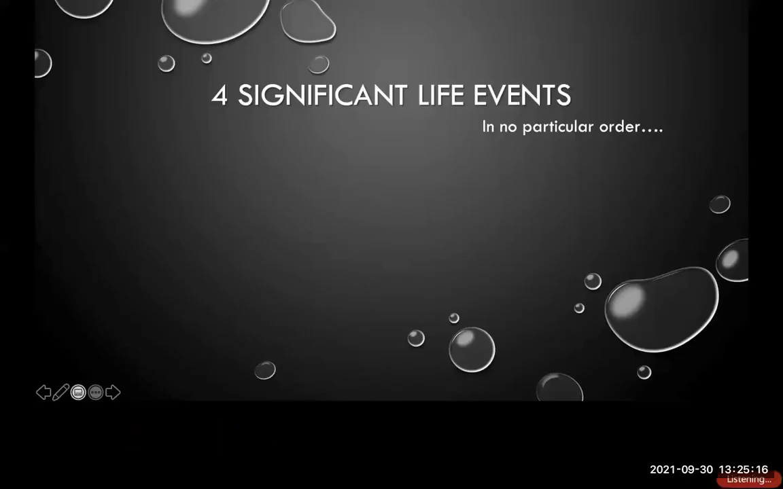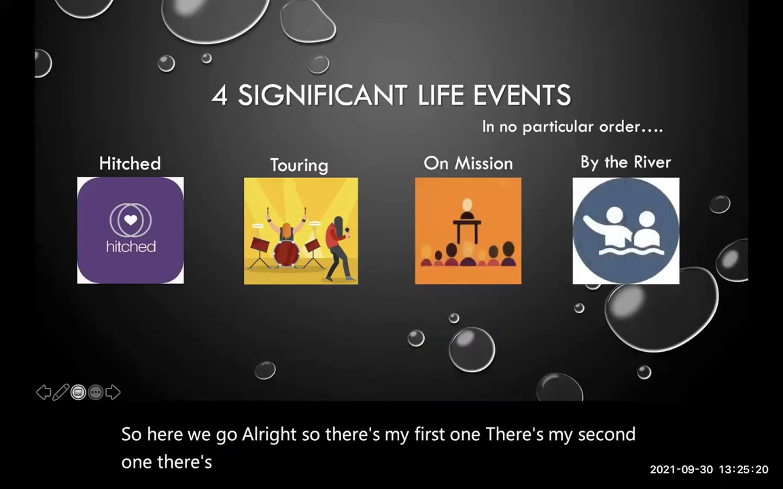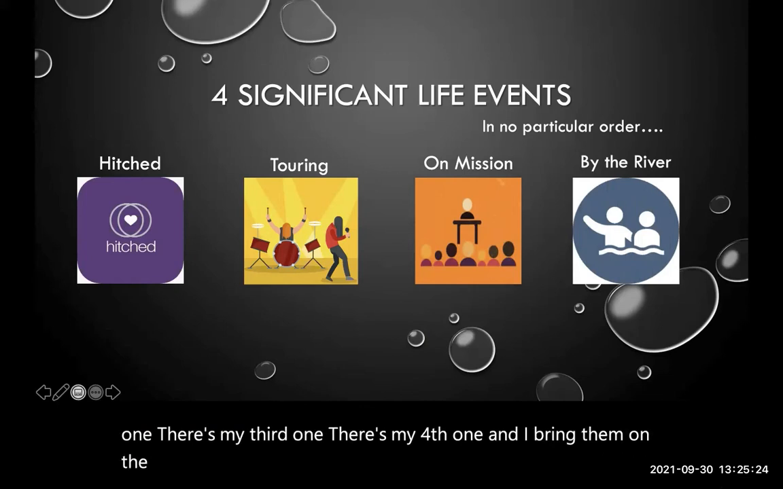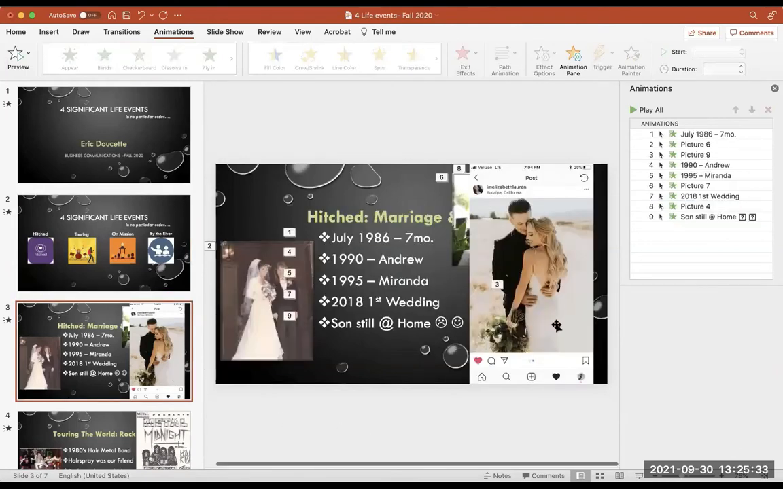So here we go. All right, so there's my first one. There's my second one. There's my third one. There's my fourth one. And I bring them on the screen when I'm ready for them to come on the screen. And until then, I don't worry about it. So that's how you use builds on your navigation slide. If I go to my next slide, I'll show you how to do it here.